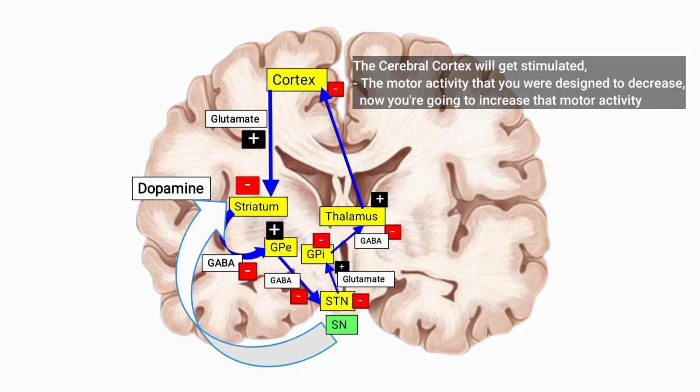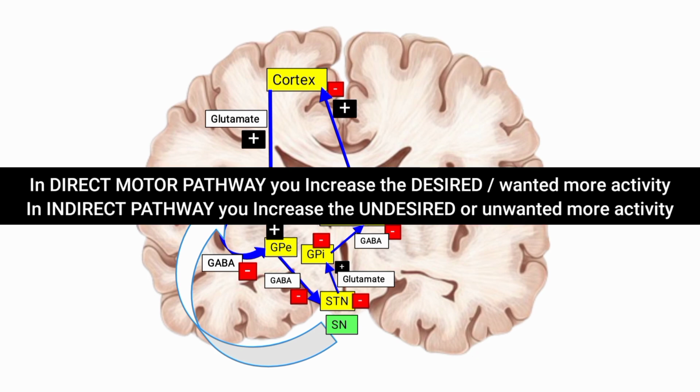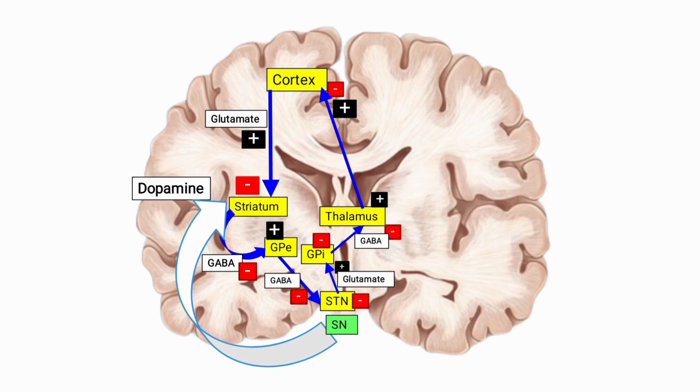The cerebral cortex will get stimulated and the motor activity that you were designed to decrease, now you are going to increase that motor activity. But again, what type of motor activity is increased? Unwanted motor activity will be increased. So remember, in direct motor pathway, you increase the desired or wanted motor activity. But here in indirect pathway, you increase the undesired or unwanted motor activity. Hope you got this concept clear in your mind. So this was all about the pathways of the basal ganglia.